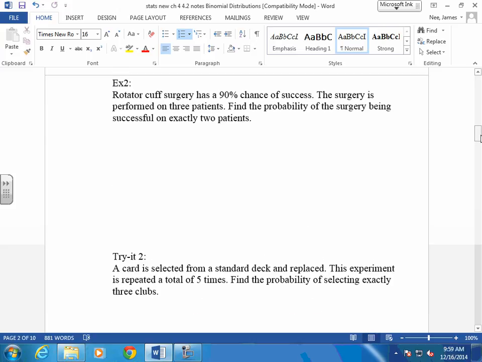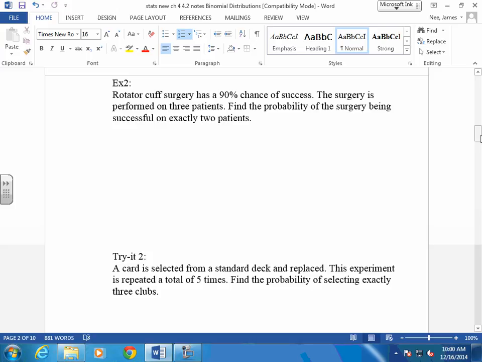Turn to example 2. We're going to work example 2 through using your... You don't have the 4.2 sheet? Does anybody else not have it? I gave it to you yesterday, didn't I? Yeah. 203. Something like that. You don't have one? All right.